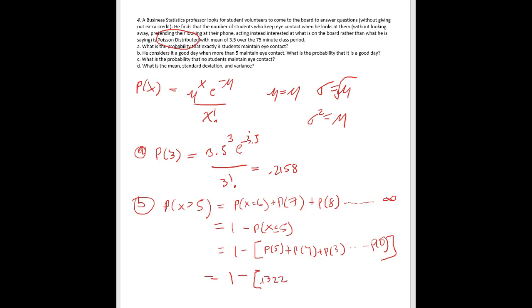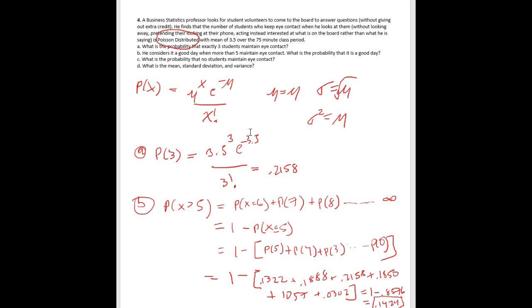So 0.1322, 0.1888, 0.2158, 0.1850, 0.1057, and 0.0302. Add all those up, so it's 1 minus that. So it's going to end up being 1 minus 0.8576, or 0.1424 as our final answer.